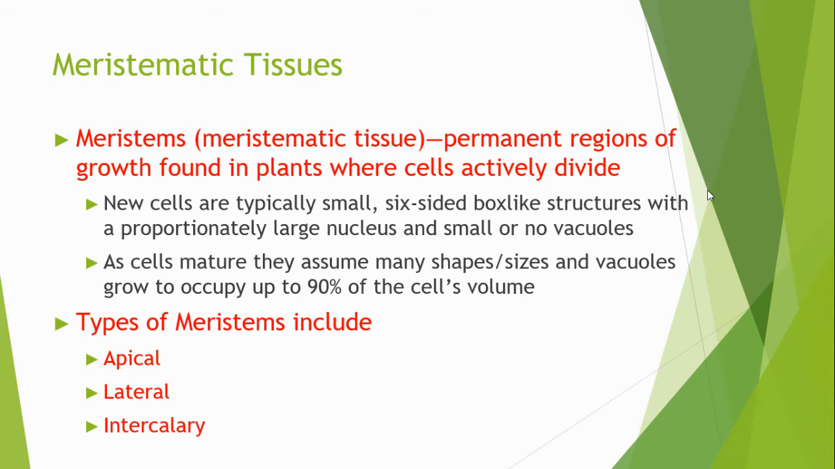Meristems are permanent regions of growth found in plants where cells actively divide. New cells are typically small. They have 6-sided box-like structures with a proportionately large nucleus and small or no vacuoles. As cells mature, they assume many shapes and sizes, and the vacuoles grow to occupy about 90% of the cell's volume. So the main organelle within each cell is going to be that vacuole.